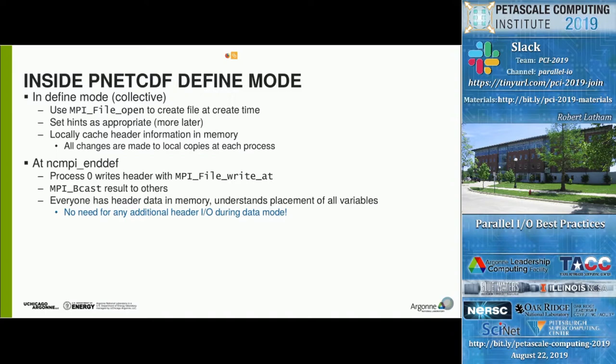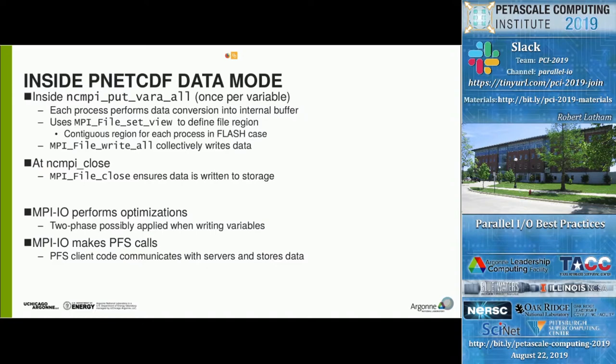Alright, so we collectively called put_var_all. What happened there? Well, we didn't talk too much about the details of file set view and multidimensional arrays and MPI type create subarray. But that's okay. The parallel NetCDF library does that for us, and that saves a lot of headaches. A lot of those routines in parallel NetCDF are one or two function calls removed from the MPI IO call, so there's pretty low overhead when you use parallel NetCDF compared to writing MPI IO directly.